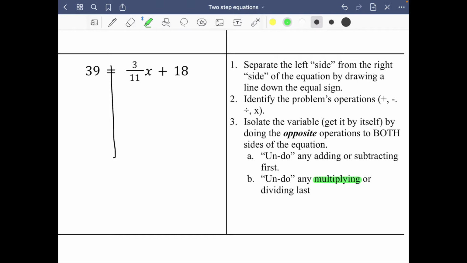Okay? The next thing that we should see is that we have a positive 18. Because that's a positive 18, that's like the same thing as saying that it's add 18. So for us to undo that, we got to subtract.